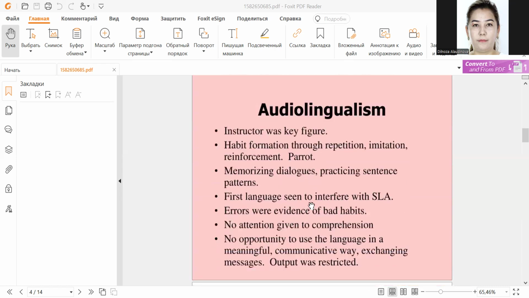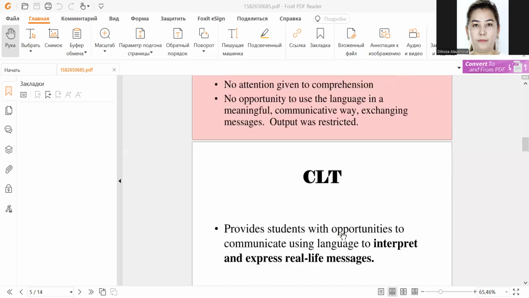What's audiolingualism? The instructor was the key figure. Habit formation through repetition, imitation, reinforcement, parroting, memorizing dialogues, practicing sentence patterns, the first language seen to interfere with acquisition. Errors were evidence of bad habits. No attention was given to comprehension. No opportunity to use the language in a meaningful, communicative way, exchanging messages. Output was restricted.